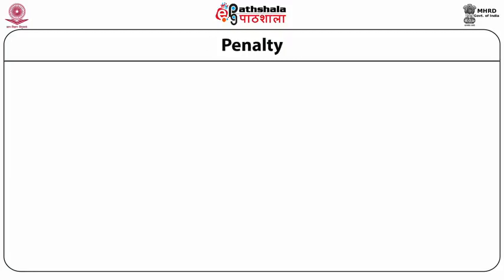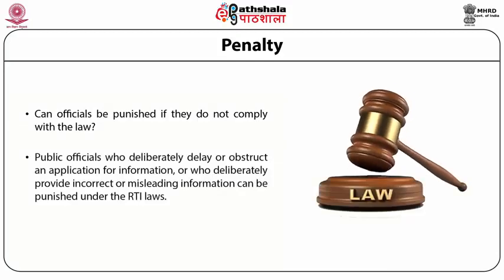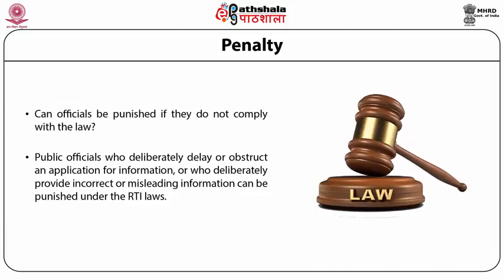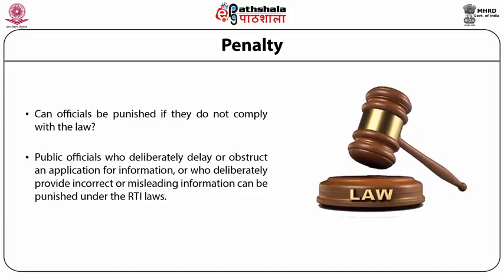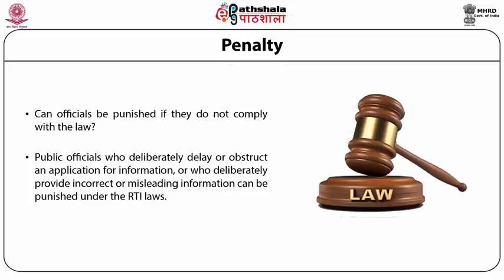Dear students, what happens if the public authority, the public information officer, or the assistant public information officer rejects or refuses your RTI application? Let me tell you that there is a provision of penalty in the RTI Act. Can officials be punished if they do not comply with the law? Yes. Public officials who deliberately delay or obstruct an application for information, or who deliberately provide incorrect or misleading information, can be punished under the RTI law.